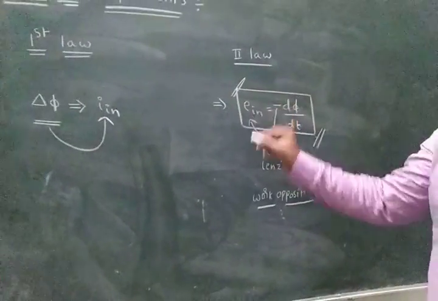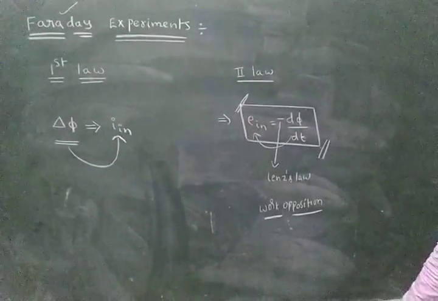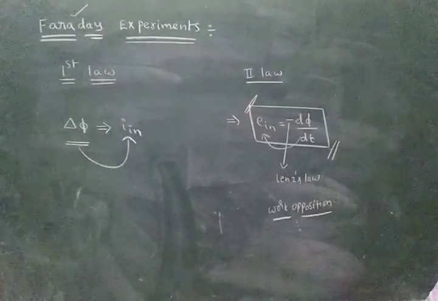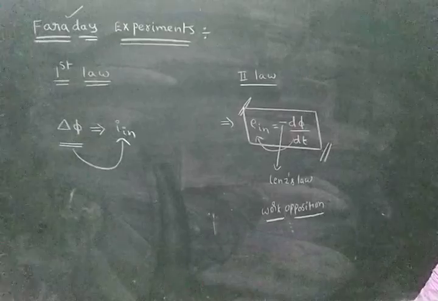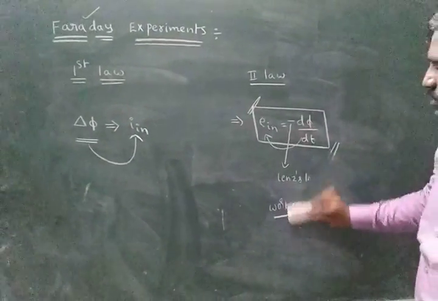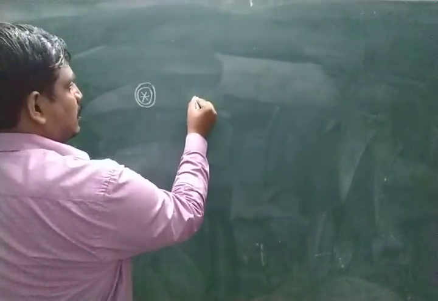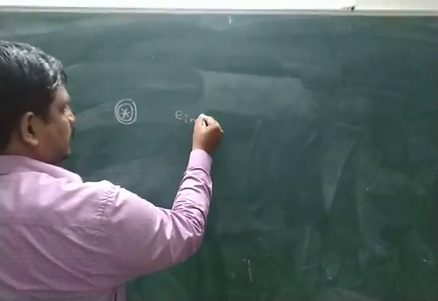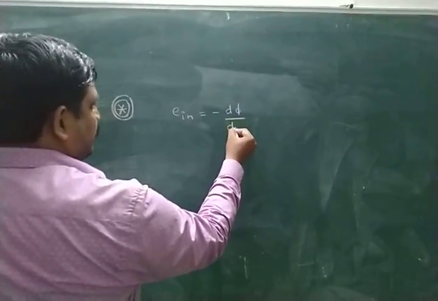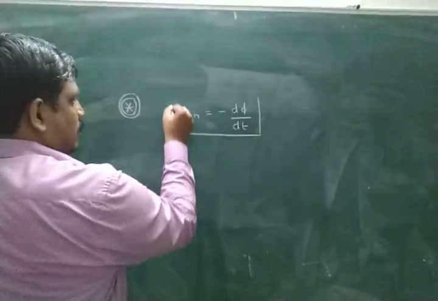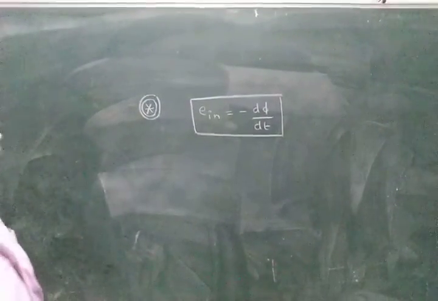What is Faraday's second law? E induced equals d phi by dt. What is the correction of Faraday's second law? Induced EMF equals minus d phi by dt. Here minus indicates opposition. According to Lenz's correction, induced EMF equals minus d phi by dt. Here d phi indicates change in flux, dt indicates change in time.